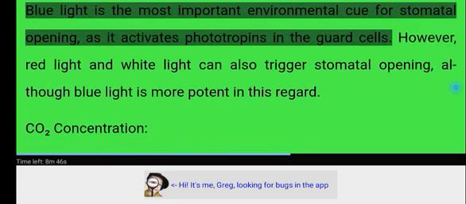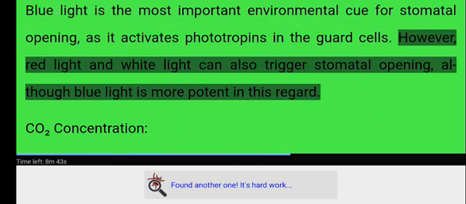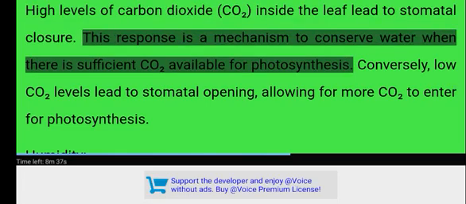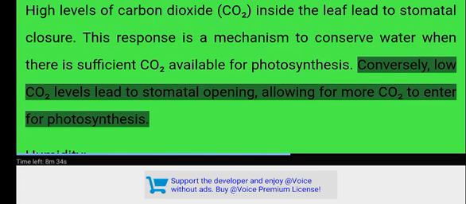Light. Blue light is the most important environmental cue for stomatal opening, as it activates phototropins in the guard cells. However, red light and white light can also trigger stomatal opening, although blue light is more potent in this regard. CO2 concentration. High levels of carbon dioxide (CO2) inside the leaf lead to stomatal closure. This response is a mechanism to conserve water when there is sufficient CO2 available for photosynthesis. Conversely, low CO2 levels lead to stomatal opening, allowing for more CO2 to enter for photosynthesis.